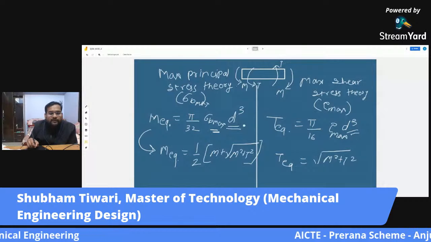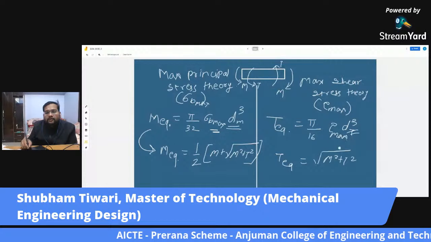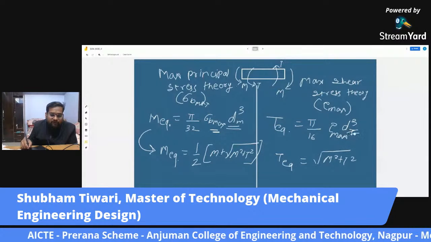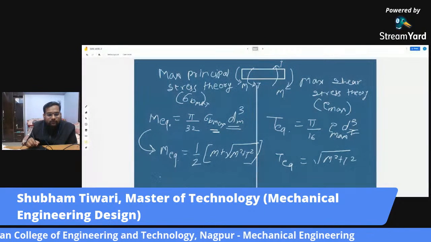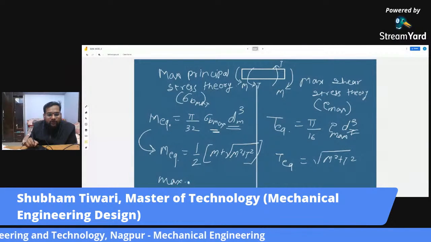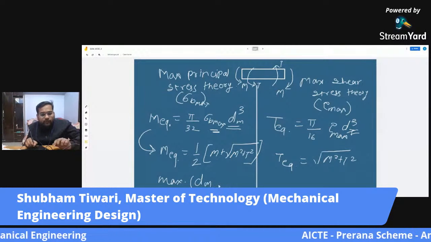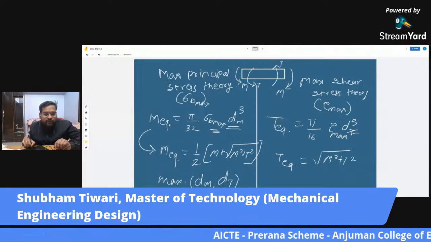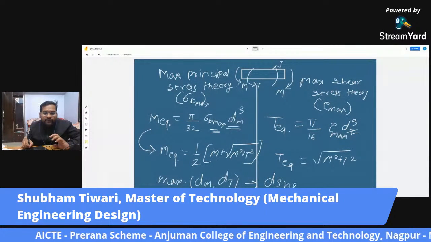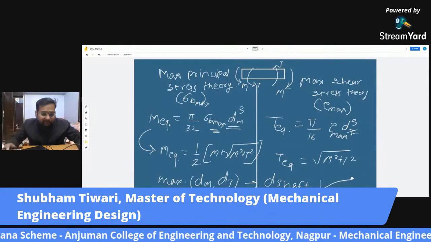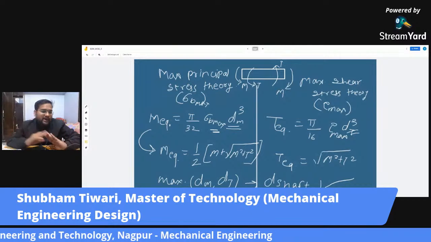Let us say this value is from the bending moment, so I am writing dm, and this is the value from the twisting moment equation, dt. Take the maximum out of dm and dt. The value which is greater is taken as the diameter of the shaft. In that way, our shaft becomes safe and it will not fail. So we have to compare these two diameters.